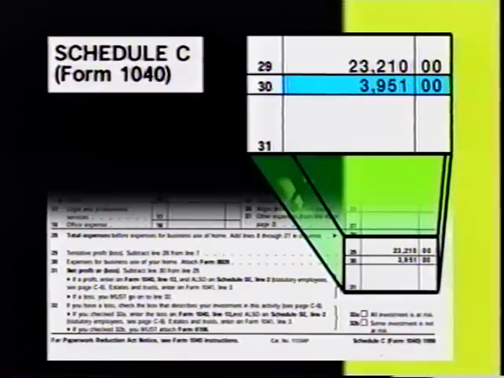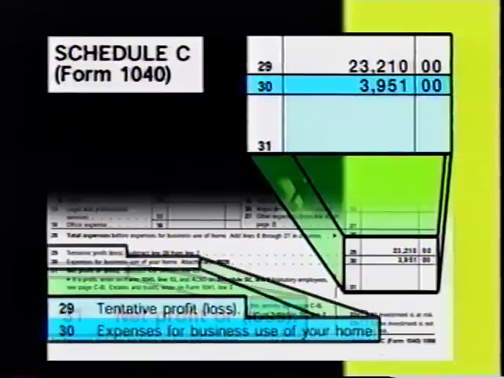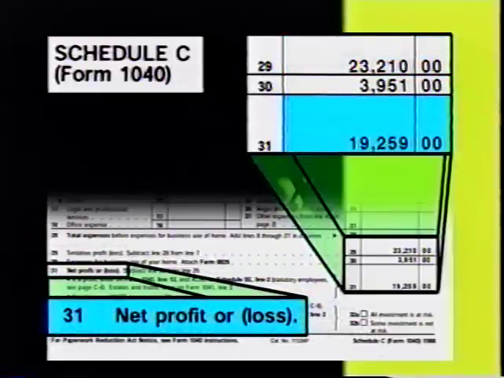Here's Schedule C with the $3,951 on line 30. To get the net profit for line 31, we subtract line 30, allowable expenses for use of Vicky's home, from line 29, tentative profit. This gives us a net profit of $19,259, and that's what Vicky made with her biz.